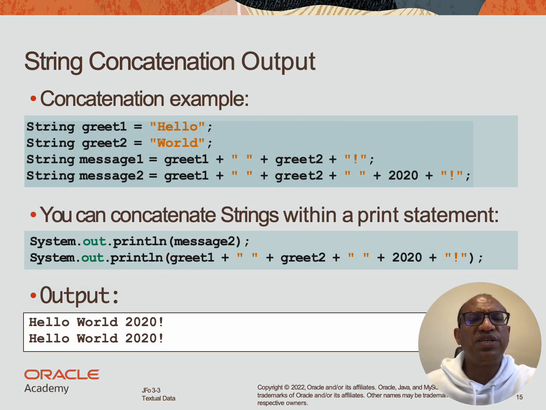You can concatenate strings in print statements too. The result is the same whether you build the string first or do it inline. In the slide examples, you see two variations of printing string data by using System.out.println. In the first example, the message2 variable that you saw in the previous slide will be printed. In the second example, the expression containing the concatenation of variables plus string literals can be used within the method parentheses. The concatenation is completed by the runtime engine before the println method is executed. As you can see, the output of both method invocations is the same.